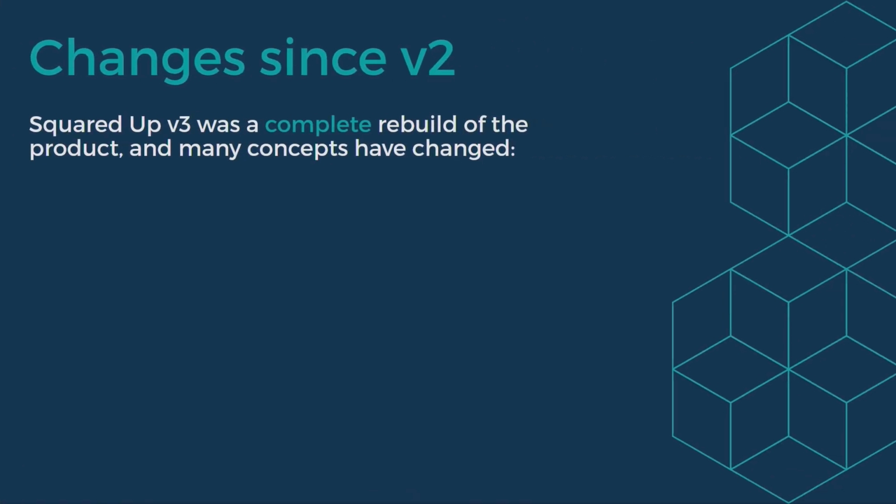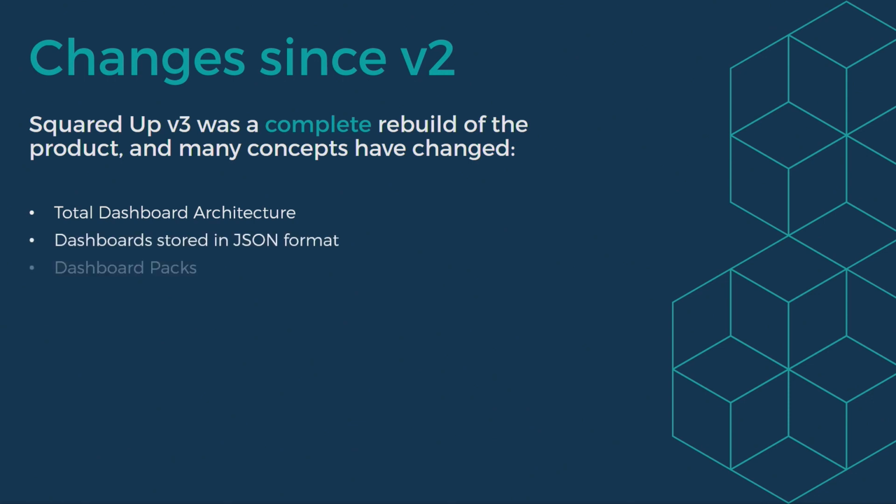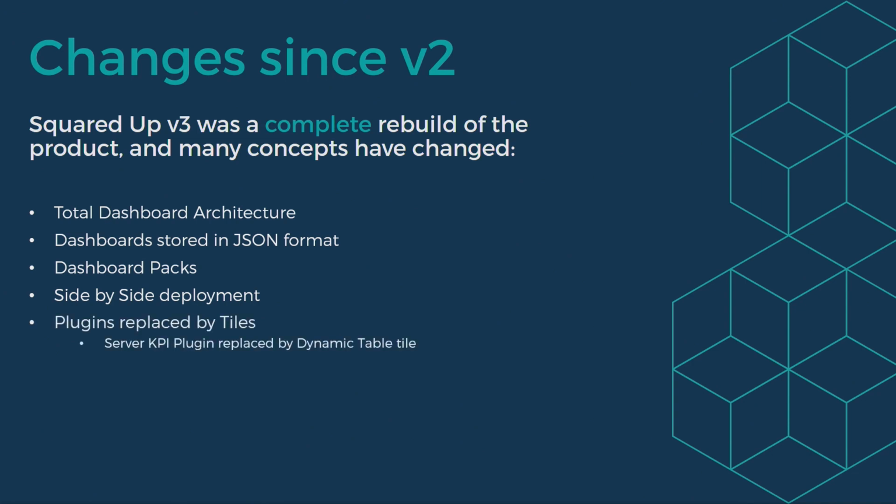Squared Up V3, I think we've said this quite a few times now, was a complete rebuild of the product. So we didn't really carry anything over, and a lot of concepts have changed. Now, I'm going to advance the slide a bit more here. There are a few things that are quite important to bear in mind from an architecture perspective, the biggest being total dashboard architecture. So now in V3, we have this concept of perspectives that permeates the whole product, and that really is a departure from how we used to do things in V2, right?